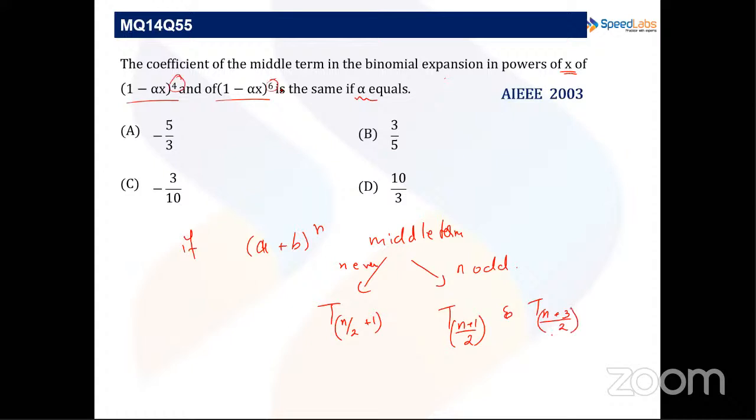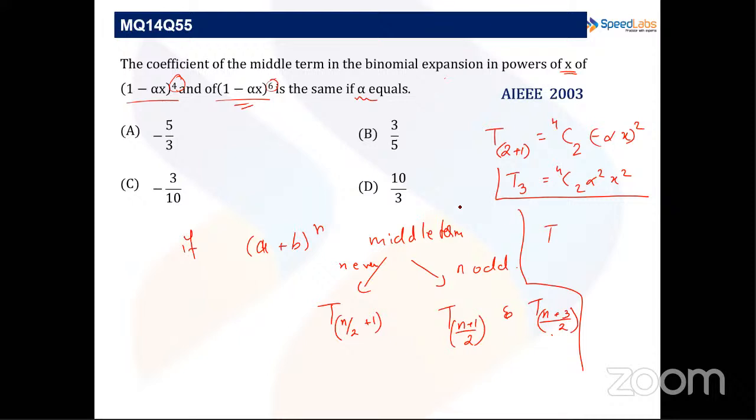Here in both cases n is even. So for the first case, the middle term will be t 4 by 2 plus 1, that is 2 plus 1, so that will be 4c2 minus alpha x to the power 2, so that will be 4c2 alpha square x square. For the next one, the middle term will be the 6 by 2 plus 1, that is 3 plus 1th term, so that will be 6c3 minus alpha x to the power 3. So that fourth term will be 6c3 with minus sign, alpha cube into x cube.